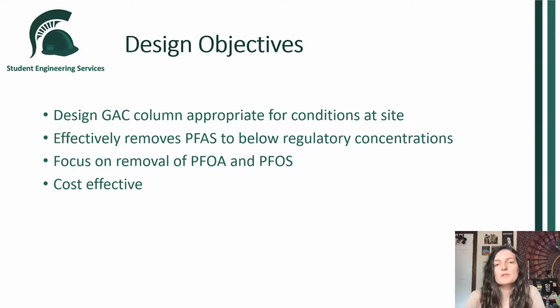The objective of my project was to design a GAC column appropriate for the conditions at the site to remove PFAS from the contaminated water. The system needs to be able to effectively remove PFAS to below regulatory guidelines set by the U.S. EPA and the Michigan Department of Environment, Great Lakes, and Energy. The design focuses on the removal of PFOA and PFOS because these are 2 of the most widely used PFAS in the world, and their removal is slightly easier because they are longer chain PFAS. And the design also needs to be cost effective.